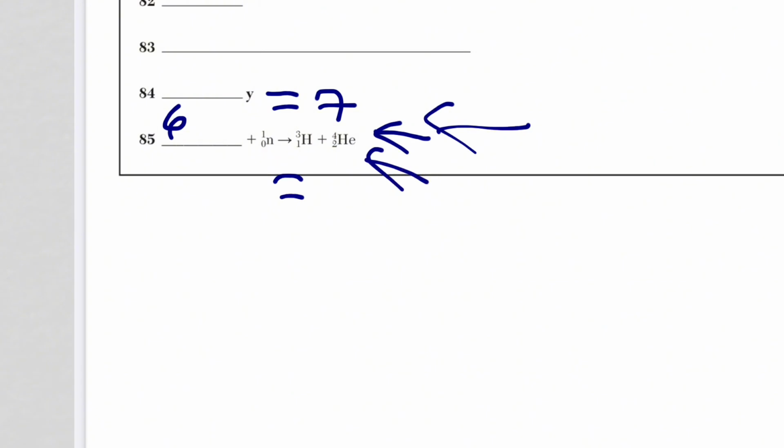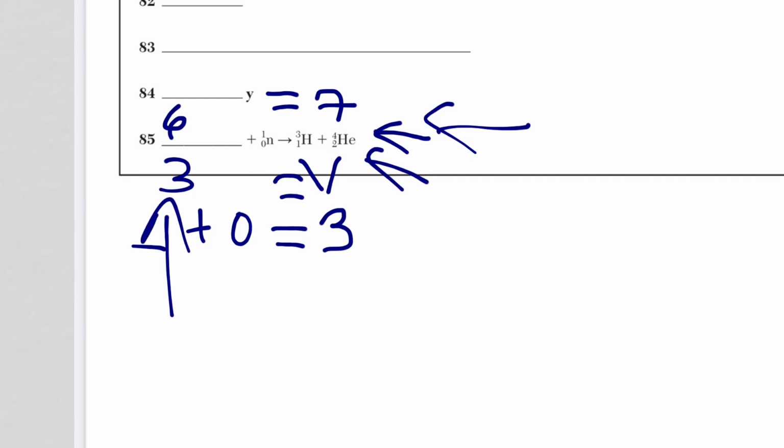Then on the right, I have 1 plus 2. That equals 3. And then on the left, I have a neutron, which is 0. What number plus 0 equals 3? That's 3. All I need to do now is identify element number 3 from the periodic table, which is lithium. And there is my answer. But you have to have the 6 for sure. Okay, so again, it's what number plus 1 equals 7. That was 6. And what number plus 0 equals 3 is 3.